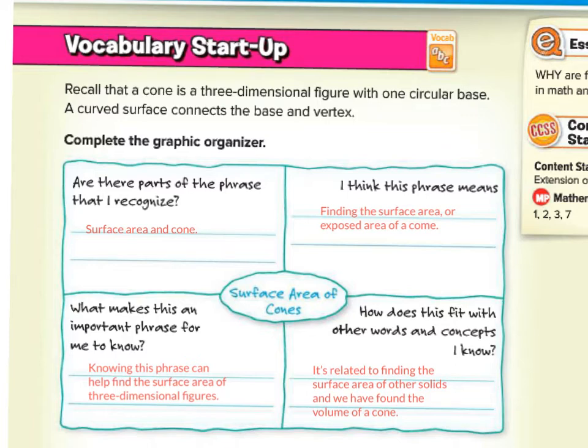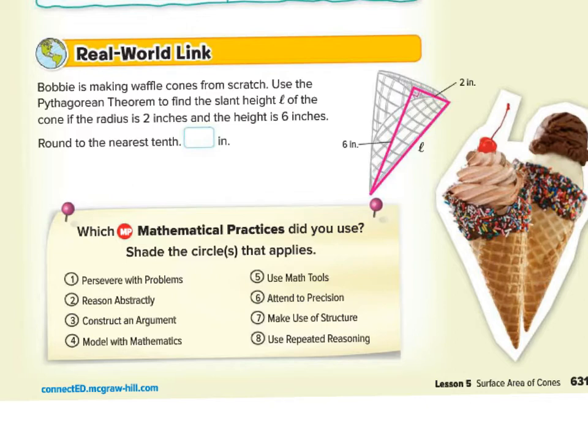Okay, continuing on. I can't help but think of ice cream cones whenever I hear the word cone. Now, Bobby is making waffle cones from scratch. Use the Pythagorean Theorem to find the slant height, represented by L, of the cone if the radius is 2 inches and the height is 6 inches. So we have 6 inches here with the radius of 2. So those are two lengths, and then we can find our hypotenuse, right?